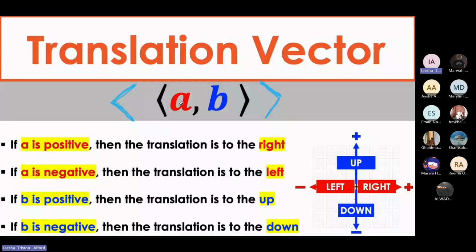A is very similar to X. If A is positive, you go right. If A is negative, you slide left. B is similar to Y. If B is positive, the translation should go up. If B is negative, the translation should go down. All of this is about positive, negative, left, right, up, down. So this chart is something good to write in your exam to help you make sure you are going the correct direction.